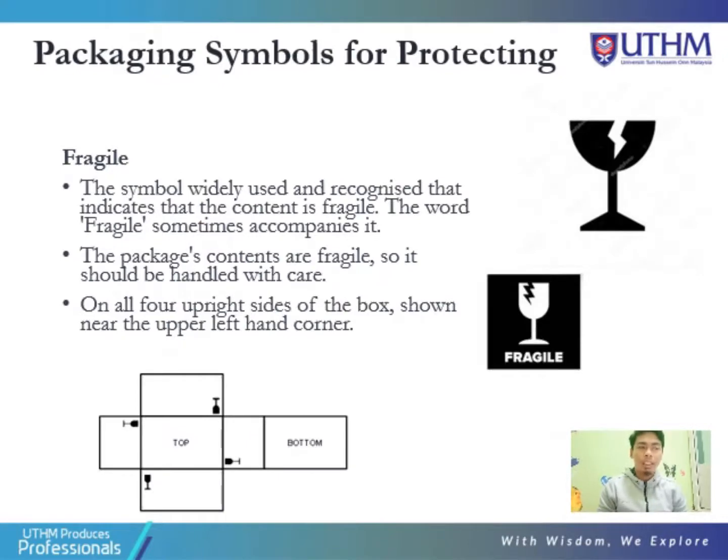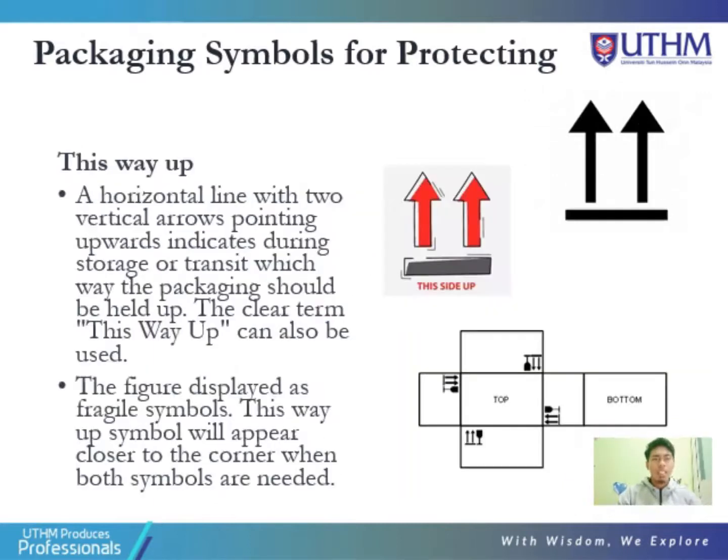Next is the fragile symbol. The symbol is widely used and recognized to indicate that the content is fragile. The word fragile sometimes accompanies the symbol. As the package contents are fragile, it should be handled with care. The figure below shows the symbol must be on all 4 upright sides of the box, near the upper left corner.